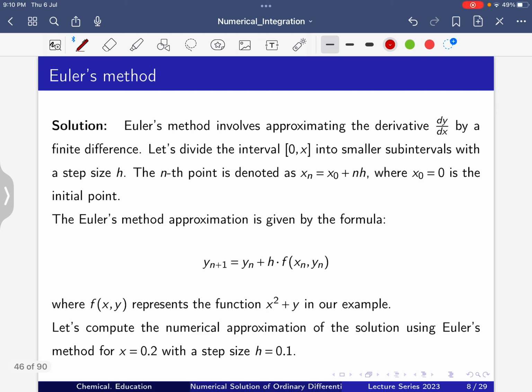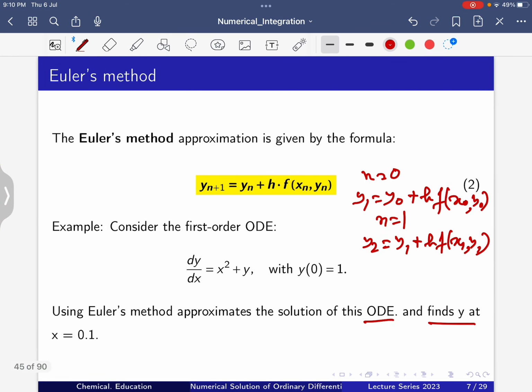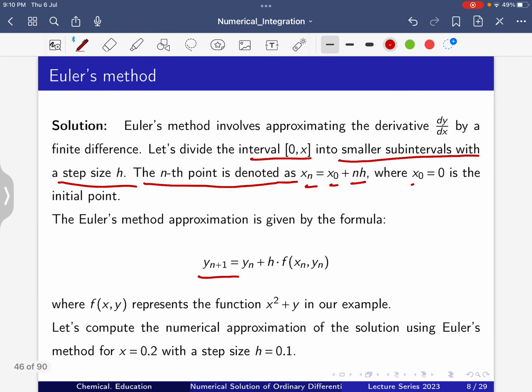Here the Euler method involves approximation of the derivative dy/dx by a finite difference. Let's divide the interval 0 to x into smaller sub-intervals with step size h. The nth point is denoted as xn = x0 + nh, where x0 = 0 is the initial point. Euler method approximation is given by the formula y_{n+1} = y_n + h f(x_n, y_n), where f(x, y) represents the function x² + y in our example.